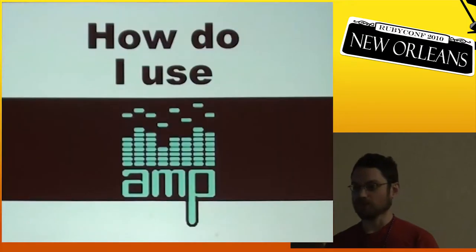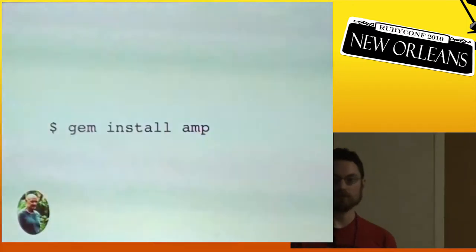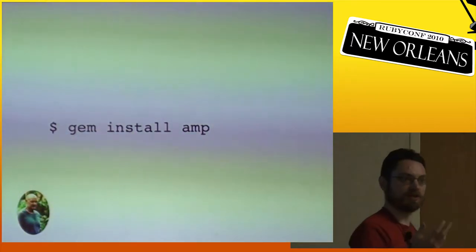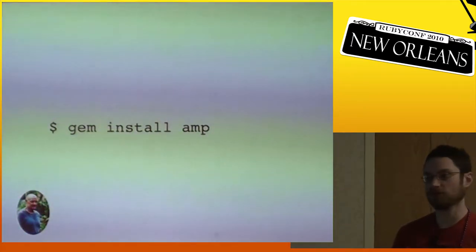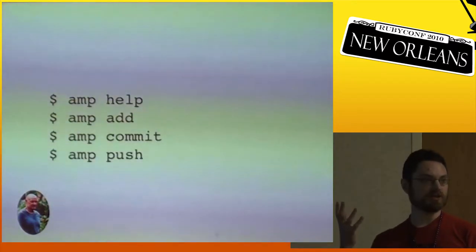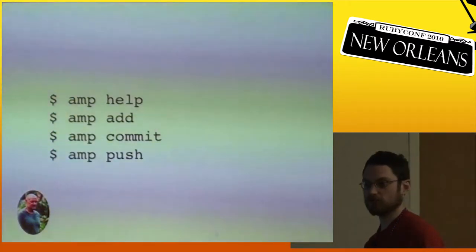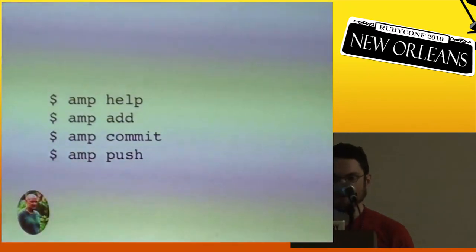All right. So how do you use Amp? Well, for Amp's Mercurial-accessing implementation, you can just gem install it now and use it with the command line just like you would do with hg, or require amp and use it in your code.